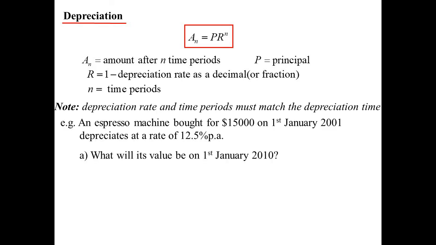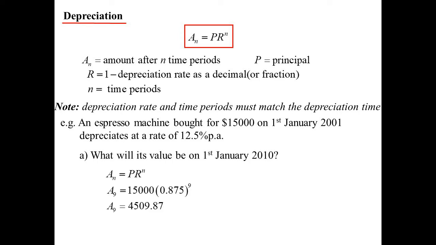So an espresso machine, it's another old example, 2001, geez. An espresso machine, which I am told is a coffee machine, $15,000. It's a very nice coffee machine. Okay. Depreciates at a rate of 12.5% per annum. What will its value be on 1st of January 2010?